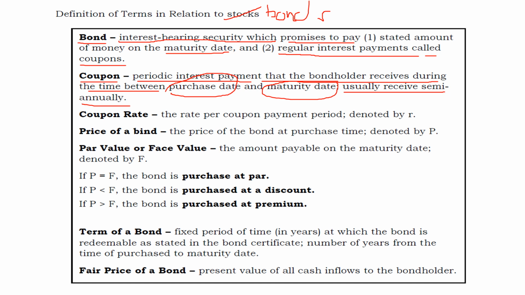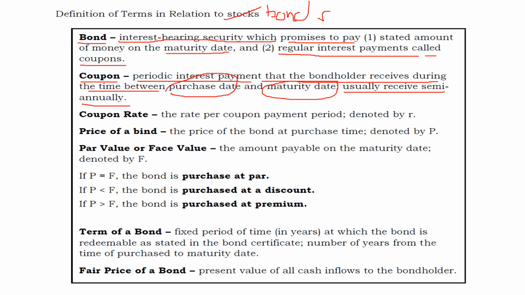So your coupon payment on a bond is the interest payment that the bondholder receives from the bond's issue date until it matures. That's why it's the time between your purchase date and the maturity date. So coupons are normally described in terms of the coupon rate.